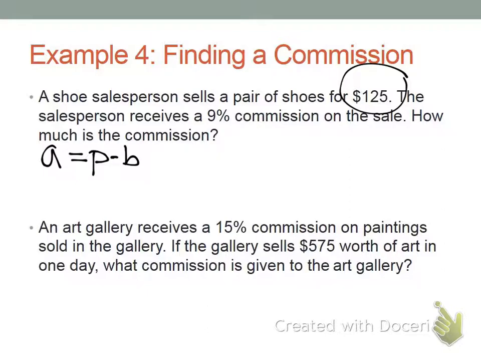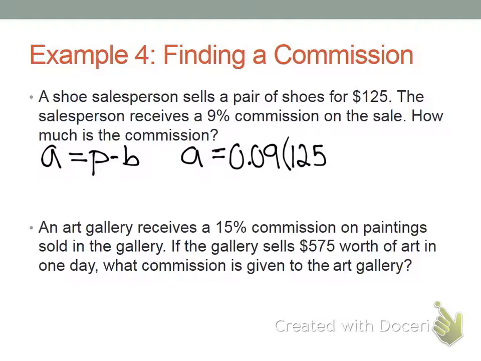Now I have to figure out this $125. Is that my total amount, my total cost, or is it my commission? Remember, a commission is a part of the sale. You make a certain amount off of the total. So what do you think? 125 total or commission? Yeah, it's the total. So A equals, how would I plug it in? What's my P value? 0.09 times what? 125. Whatever that number is, that's my commission.